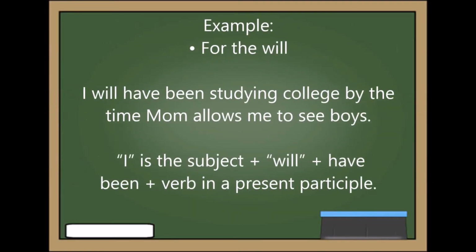Hi, I'm American T. Ali. I'm here to give an example for the future perfect progressive tense. Example: I will have been studying college by the time Mom allows me to see boys. I is the subject plus will plus have been plus verb in present participle.